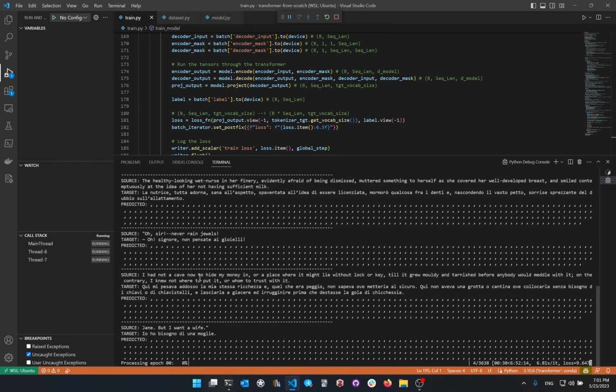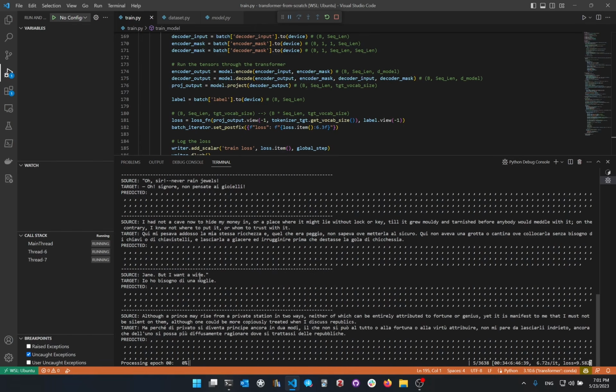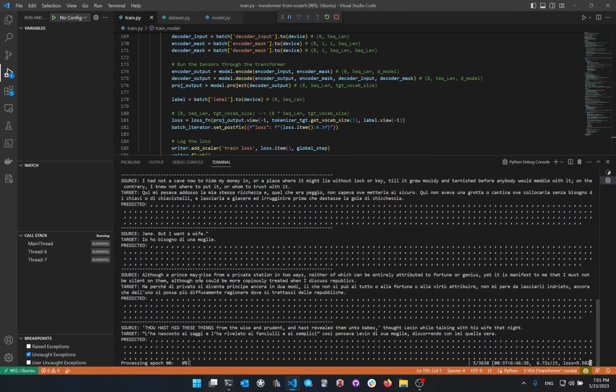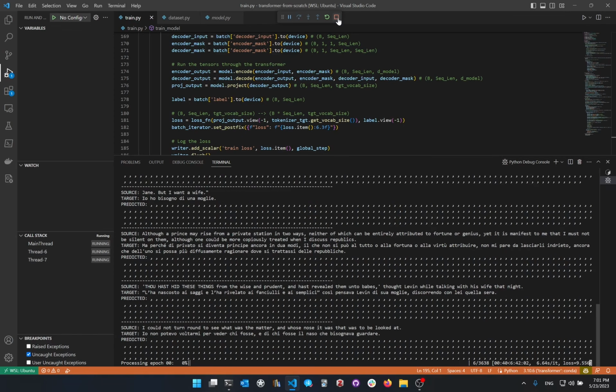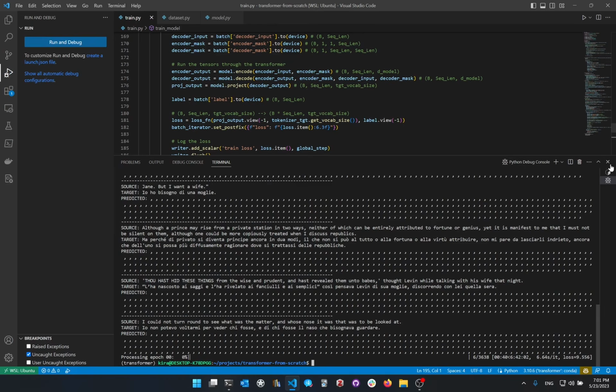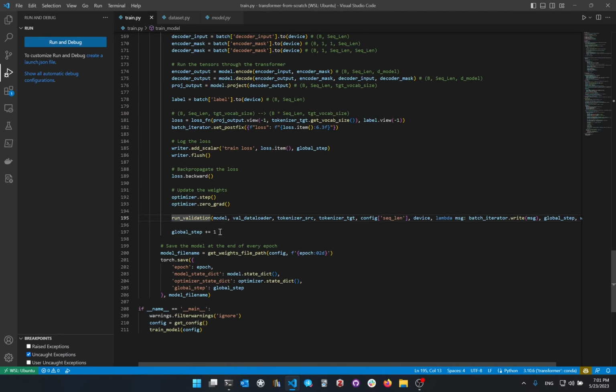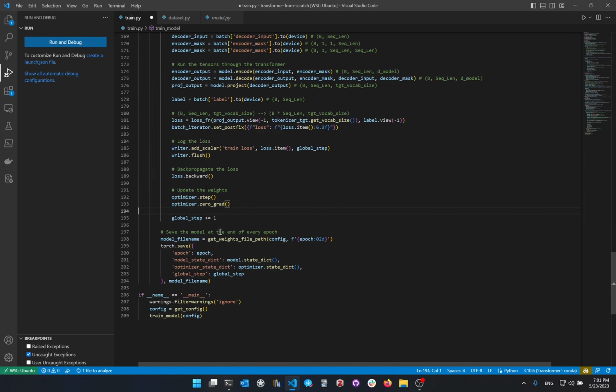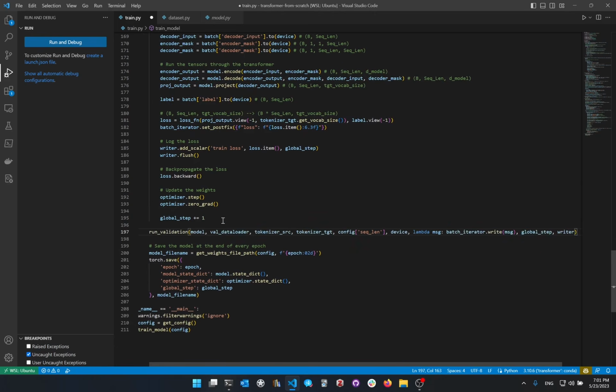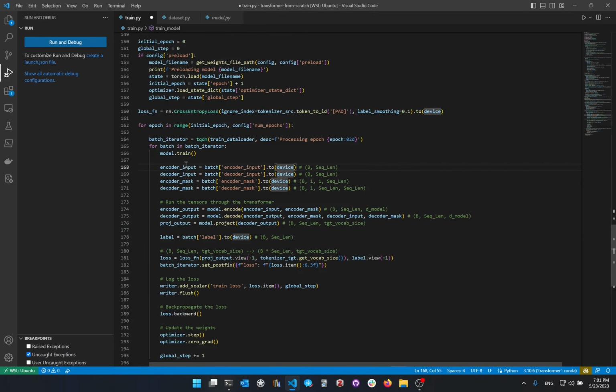But if we train the model, after a few epochs, the model should become better and better and better. So let's stop this training and let's put this one back to where it belongs, at the end of every epoch here. And this one we can keep here, no problem.